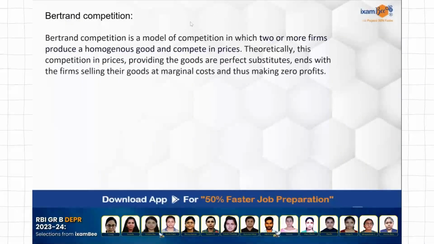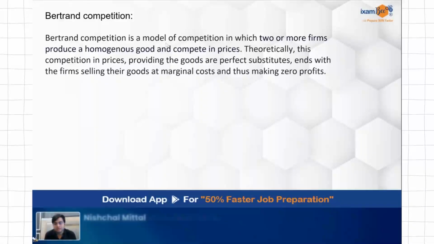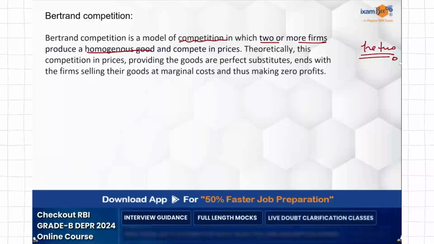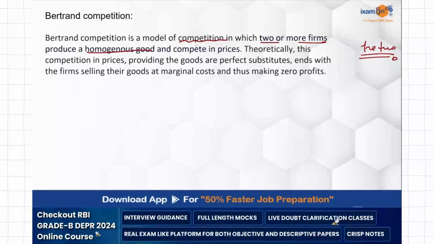Now the question is on Bertrand competition. Let me tell you the definition of Bertrand competition in the case of homogeneous goods. Bertrand competition is a model of competition in which two or more firms produce a homogeneous good. They can also produce heterogeneous goods, no problem with that, but right now I am talking about the homogeneous good.